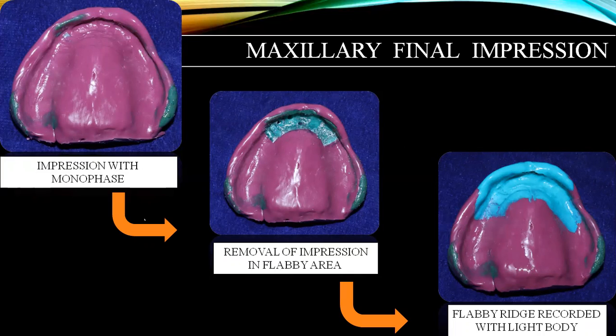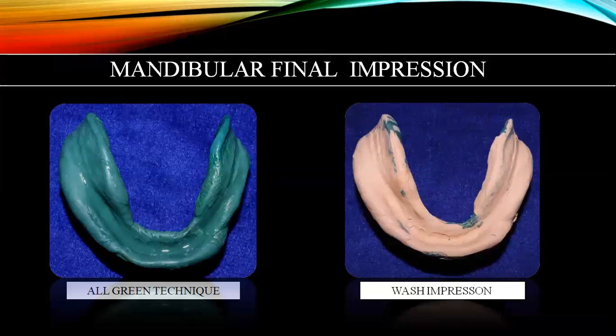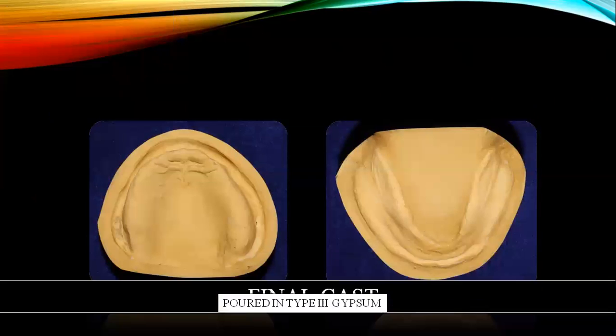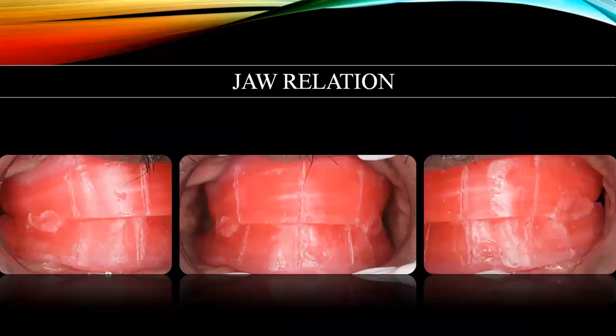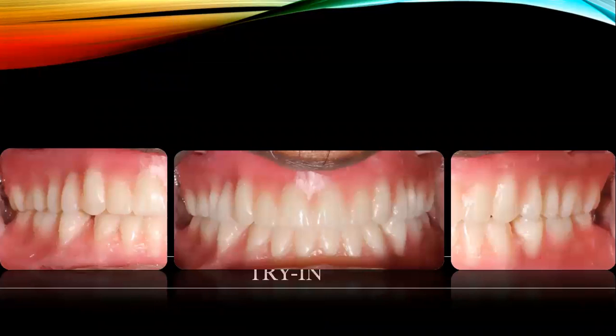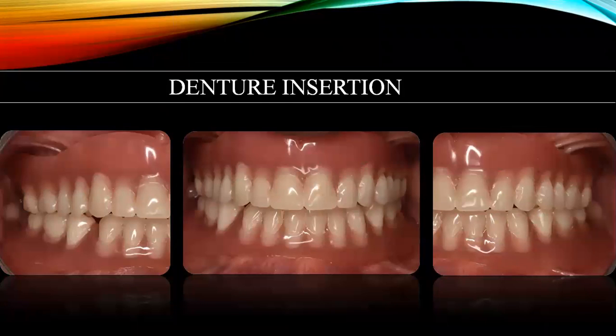Mandibular final impression was made using the all-green impression technique, and a wash impression was made using zinc oxide eugenol. Final cast was poured using type 3 gypsum. Centric jaw relation was recorded using the check bite method. Try-in was done, dentures were processed, and denture insertion was done successfully, and the patient is happy after 3 months of follow-up.